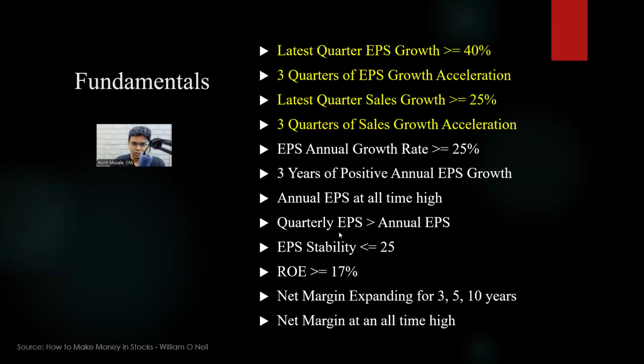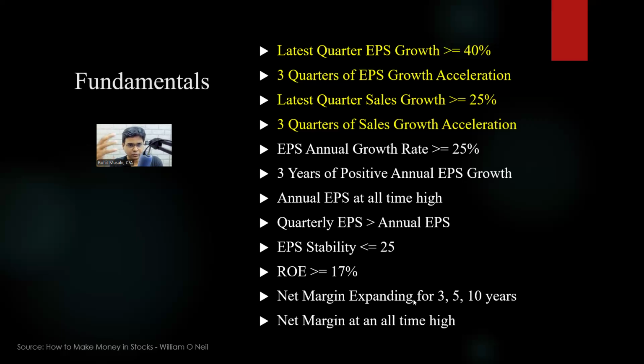The quarterly EPS should be more than the annual EPS. The stability should be less than or equal to 25. Return on equity should be greater than or equal to 17%. Margin should be expanding for 3, 5, 10 years. And the margin should be at an all-time high. These are the 12 fundamental criteria.